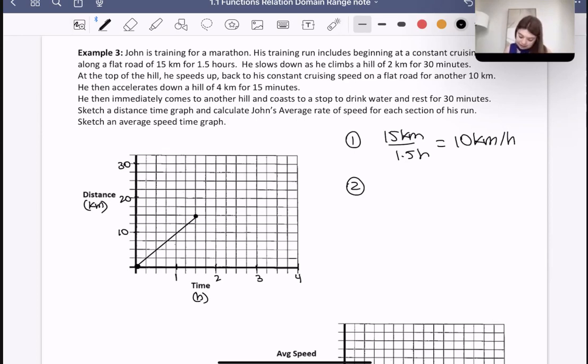Next, it says he slows down as he climbs a hill of 2 kilometers for 30 minutes. So for 2 kilometers, it took him 30 minutes, which is half an hour. That means 4 kilometers per hour was his speed for that part. So for this part, he's slowing down his speed for the next half an hour. Let's draw that part where he slows down his speed for a half an hour.